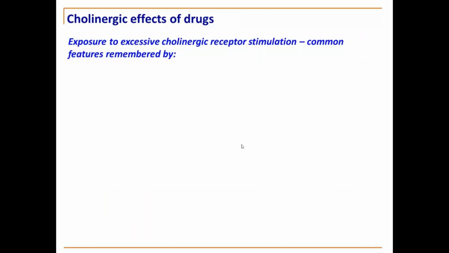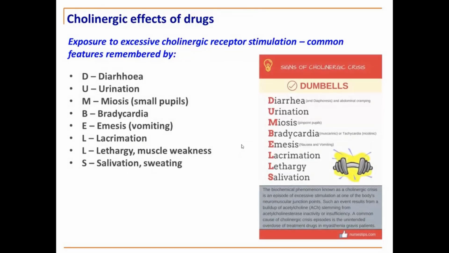As well as having anticholinergic effects of drugs, you can have cholinergic effects of drugs, where you've been exposed to excessive cholinergic receptor stimulation. So we're thinking, what are the common features of this? This is where another acronym comes in: DUMBBELS. D, diarrhea; U, urination; M, small pupils (miosis); B, bradycardia; B, bronchospasm; E, emesis, vomiting; L, lacrimation, so tears; L, lethargy; S, salivation and sweating. This can potentially be due to mushroom poisoning. Remember, muscarine, particularly if it's a poisonous fungi.